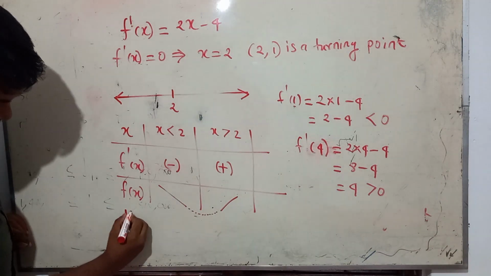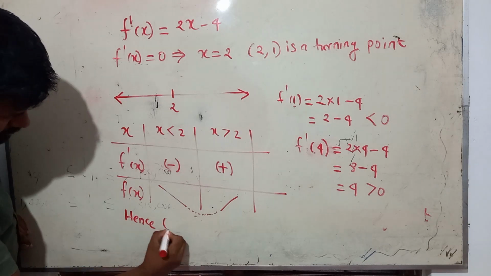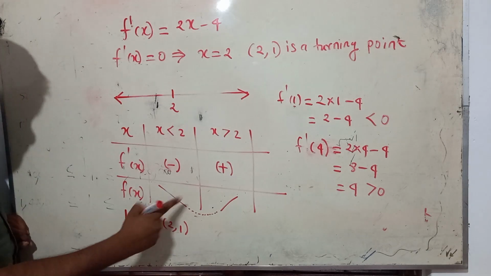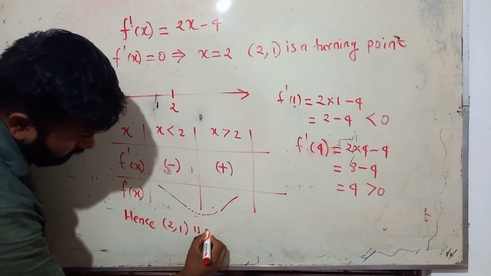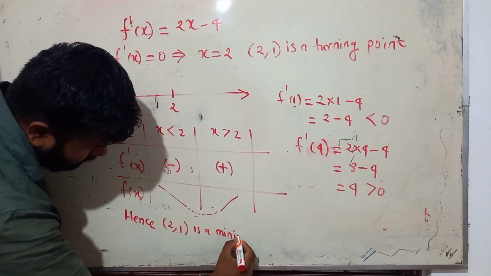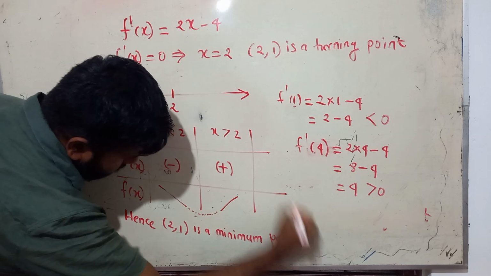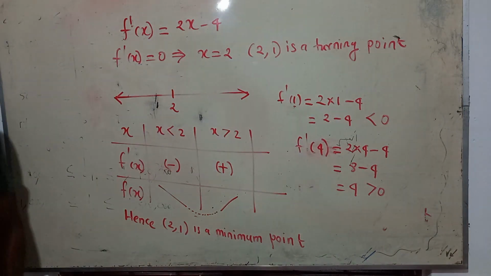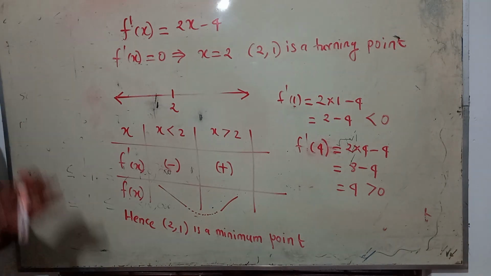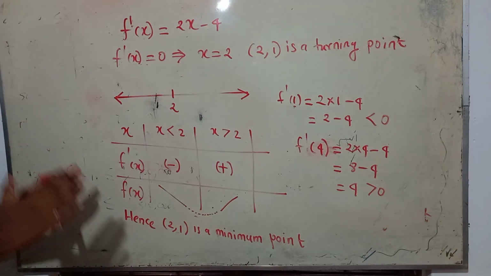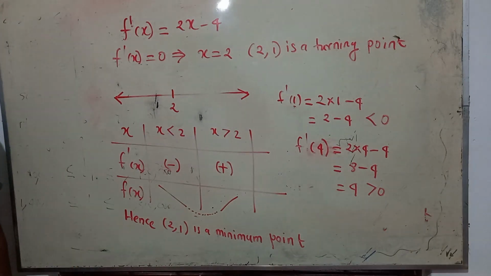So we can say, hence, (2, 1) is the minimum point. Hope you understood it. So I recommend you to pause the video and just go through the things that I went through and try to figure this out. So after doing this, we can move on to the next section.